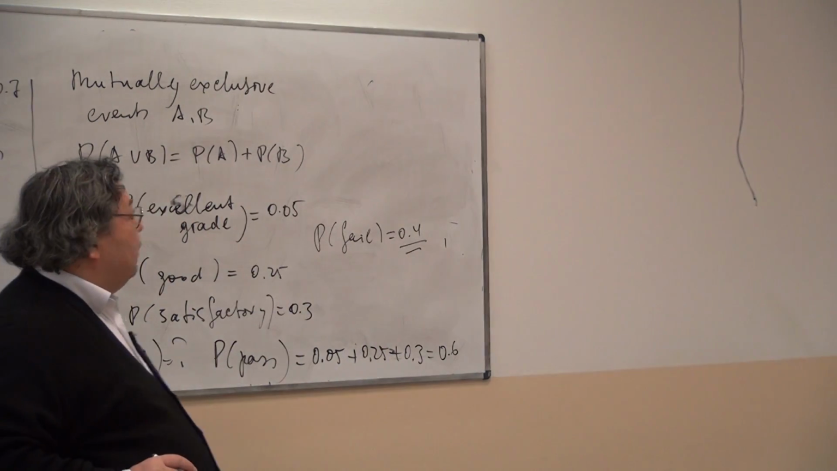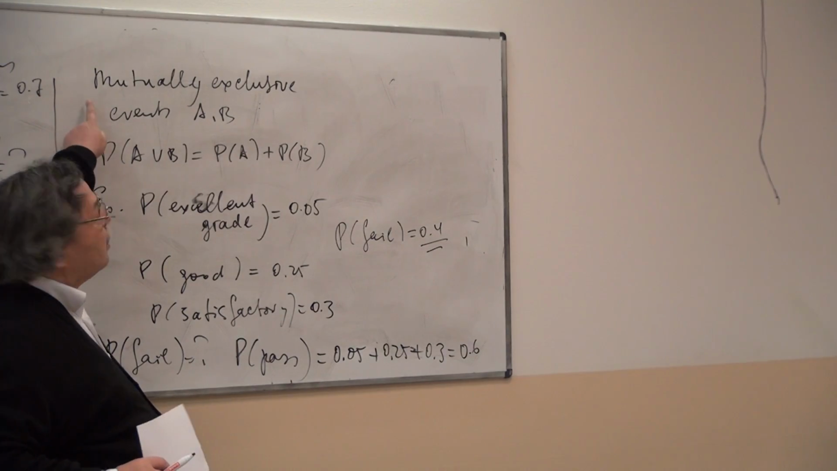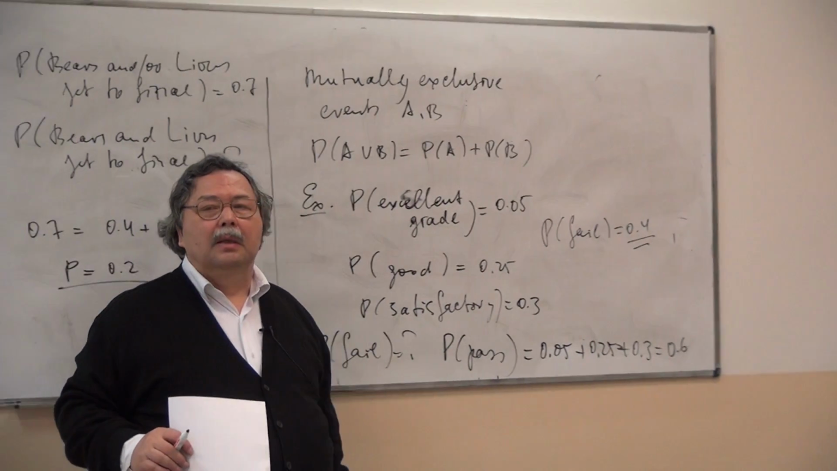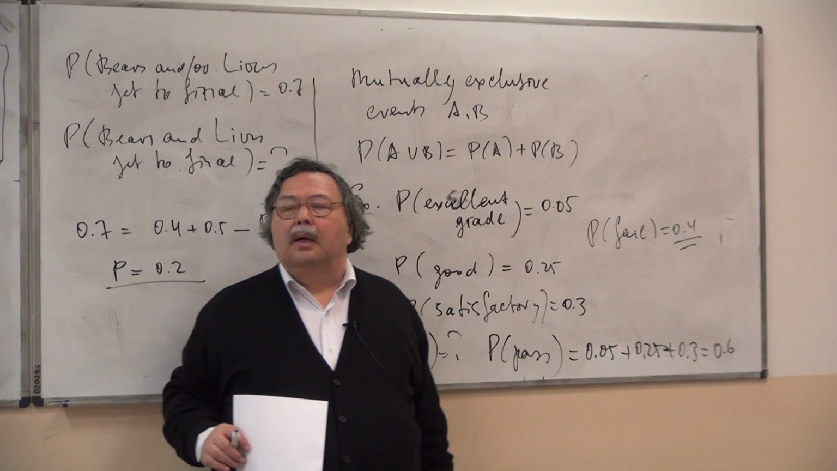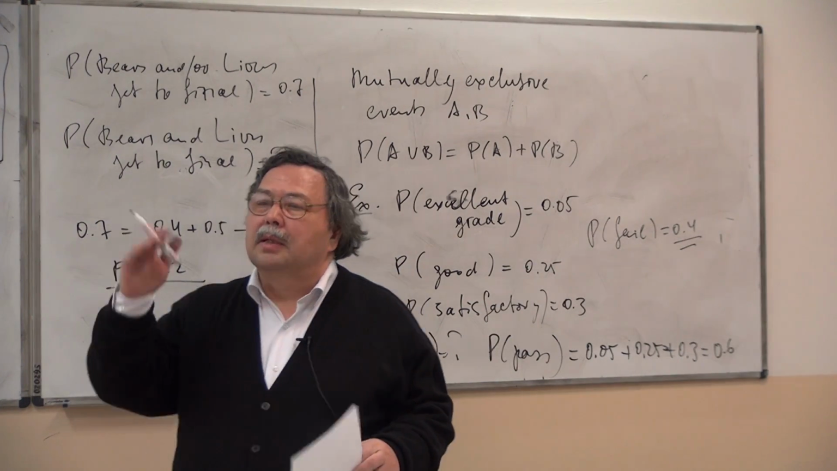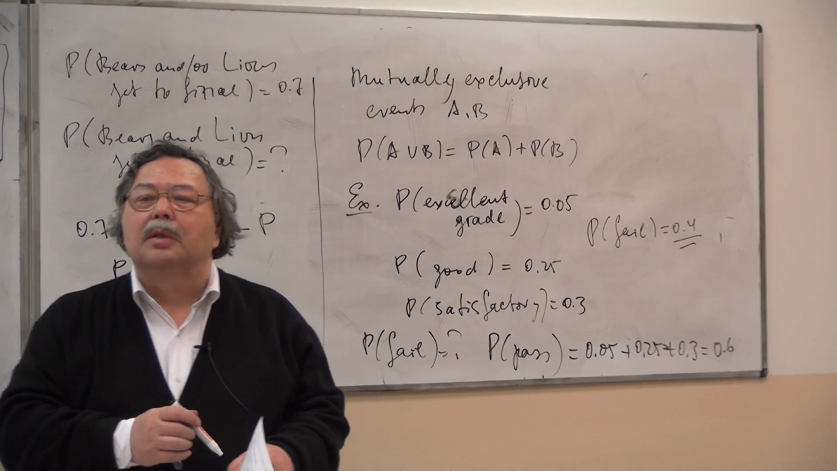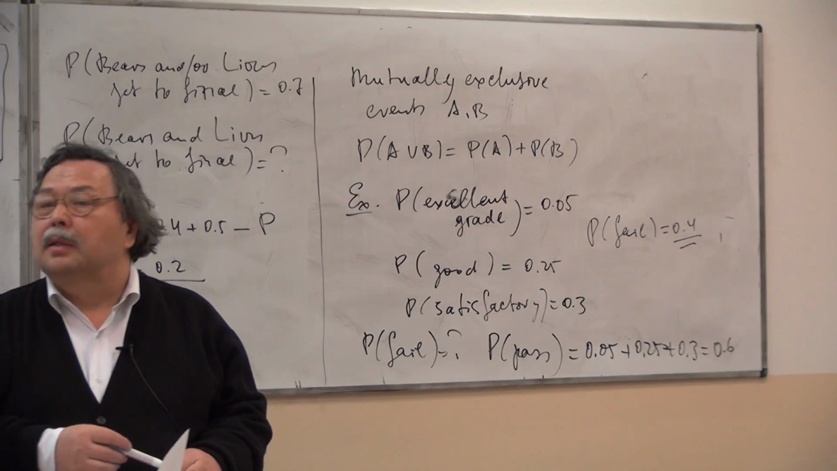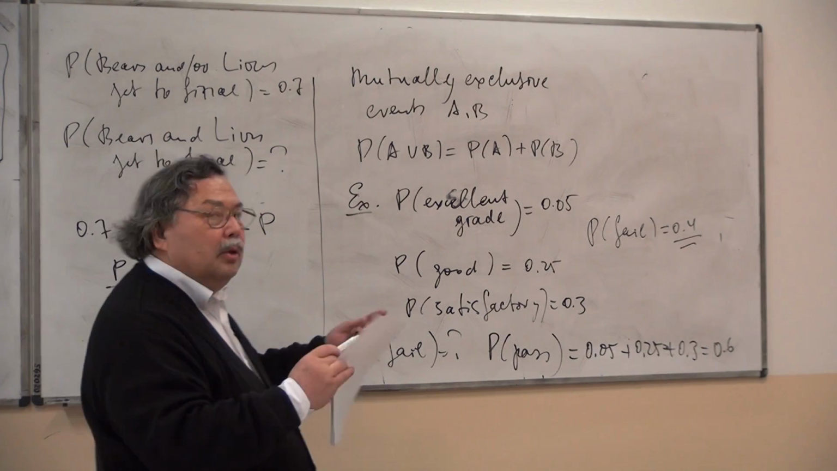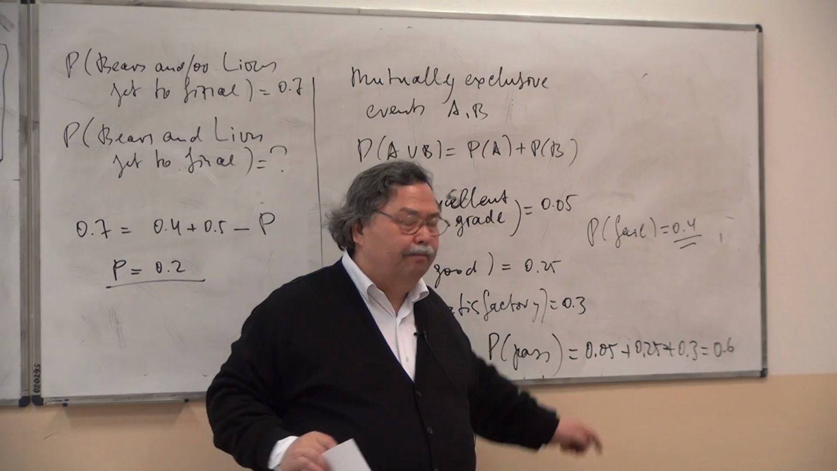All right, do you notice where we use this assumption, mutually exclusive? Okay, we use it here. Now, these outcomes, a satisfactory grade, a good grade, an excellent grade, are mutually exclusive. You can't get a good grade and an excellent grade at the same time. If they were not mutually exclusive, we would not be able to use this simple sum, okay?